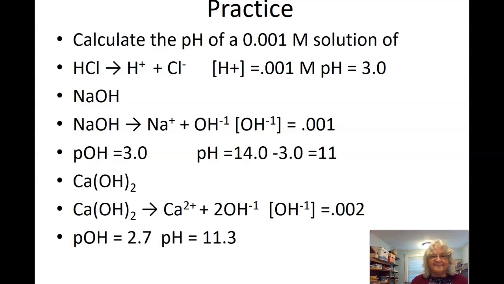Pause the video. So Ca(OH)2 goes to calcium ions and 2 hydroxide ions. So my hydroxide ion concentration is twice as big. All right, so now my pOH this time is 2.7, and then my pH ends up being 11.3. So slightly more basic, 11.3. You notice it's twice the concentration, but it isn't twice the pOH, okay? So you got to remember that we're working with a log scale here.